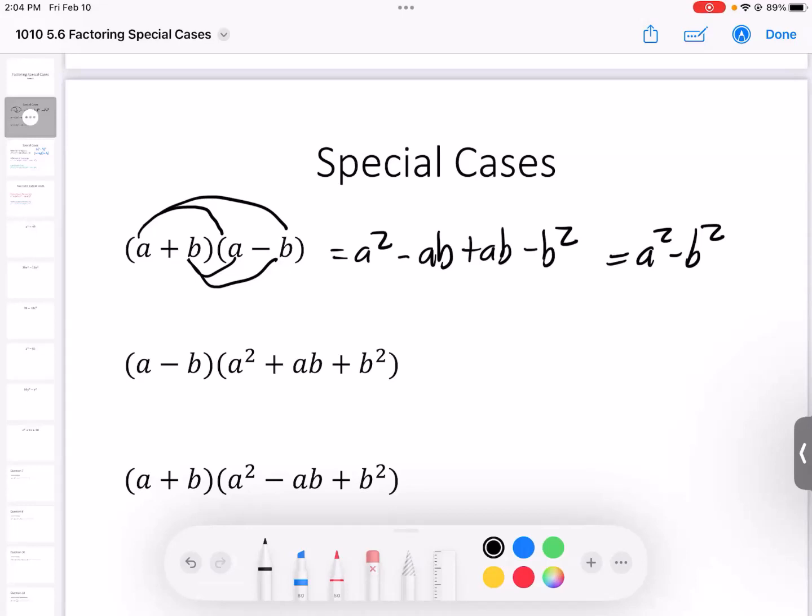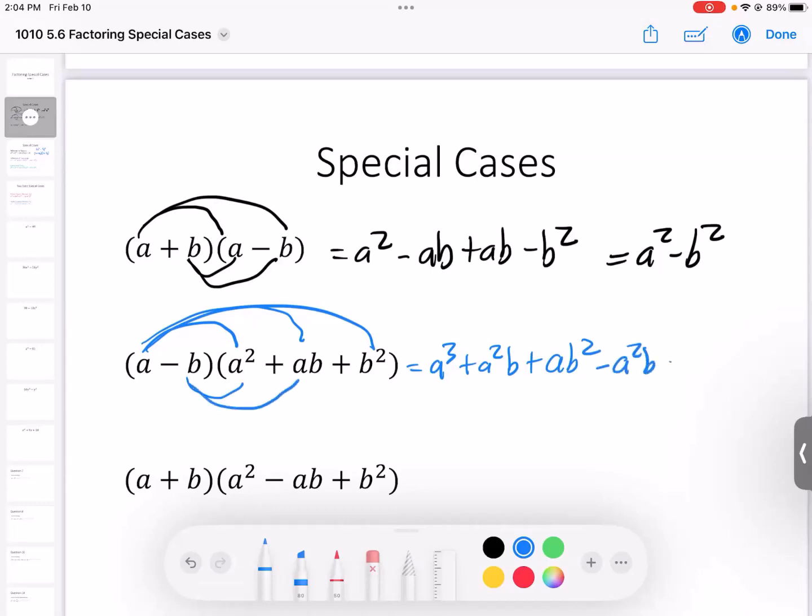And something similar happens when you do, I think that's a difference of cubes, but we'll find out. So if I do a times a squared, that equals a cubed. a times ab gives me a squared b because I have two a's and a b. a times b squared gives me ab squared. And then if I do negative b times a squared, I get negative a squared b. Negative b times ab is negative with 1 a and 2 b's. And negative b times positive b squared gives me negative b cubed.